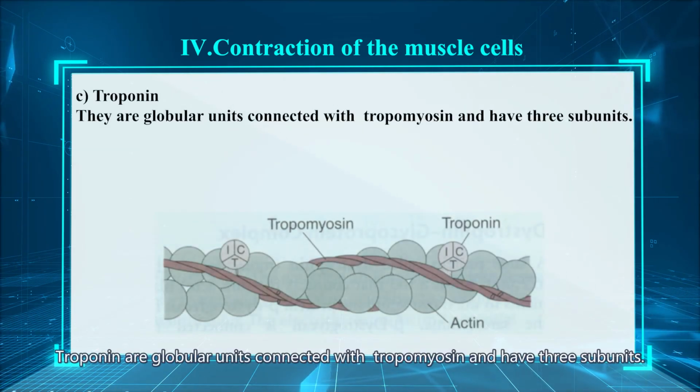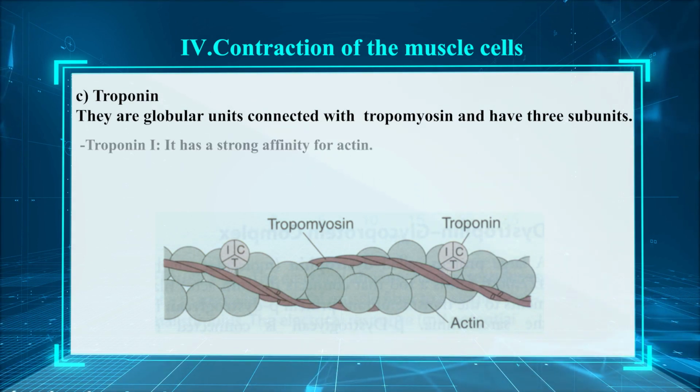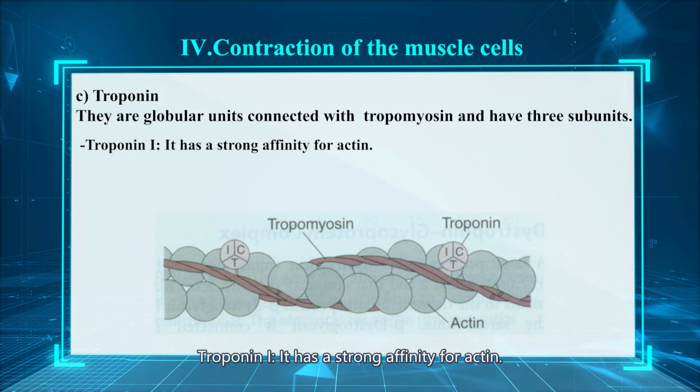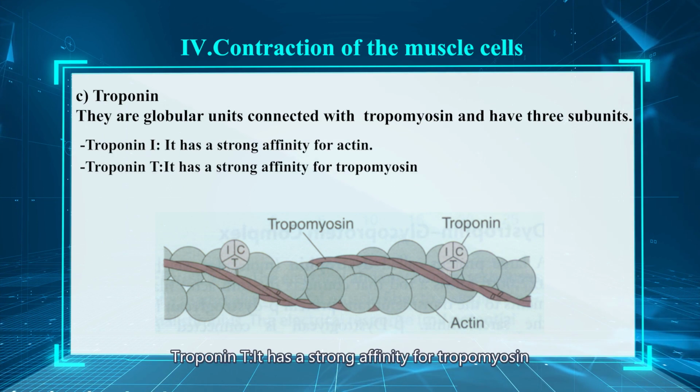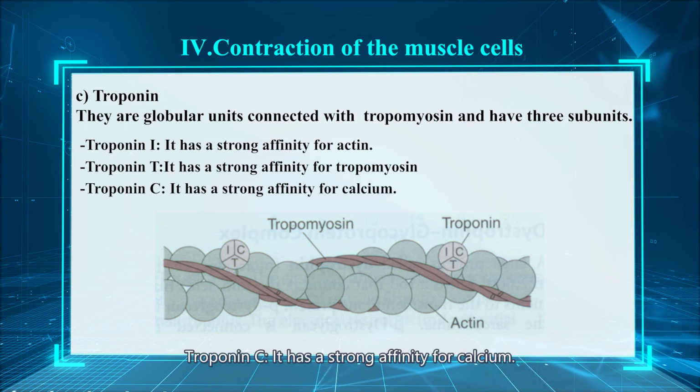Troponin are globular units connected with the tropomyosin and have 3 subunits. Troponin I has a strong affinity for actin. Troponin T has a strong affinity for tropomyosin. Troponin C has a strong affinity for calcium.